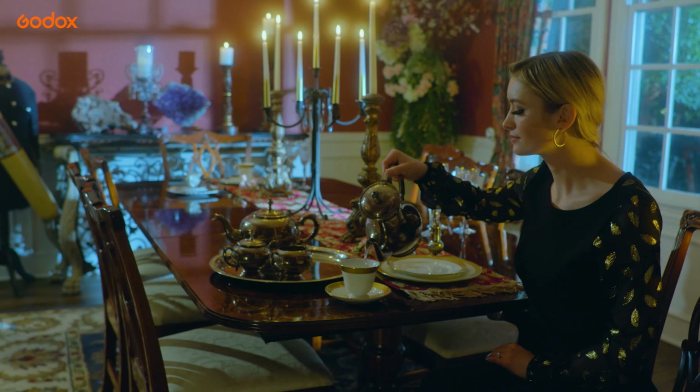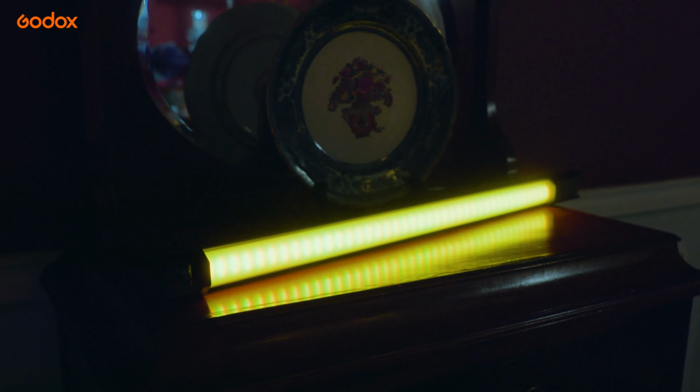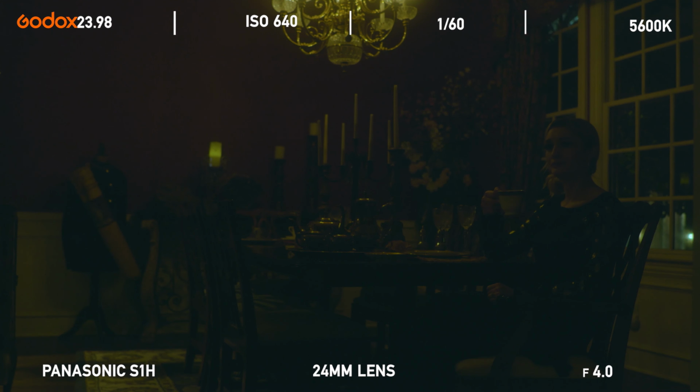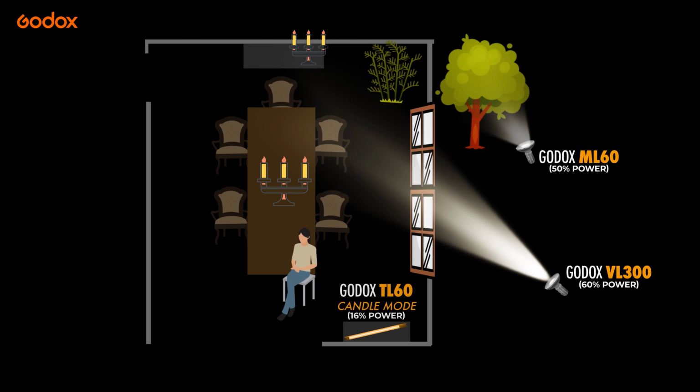Because the scene is motivated by practical candles, I used the candlelight effect on the TL60. This was perfect for what I needed, and I was able to easily add it to the scene to add a nice motivated key to the subject's back and face. This light was set at 16% power.